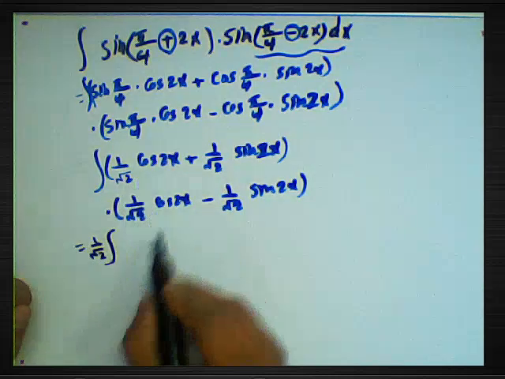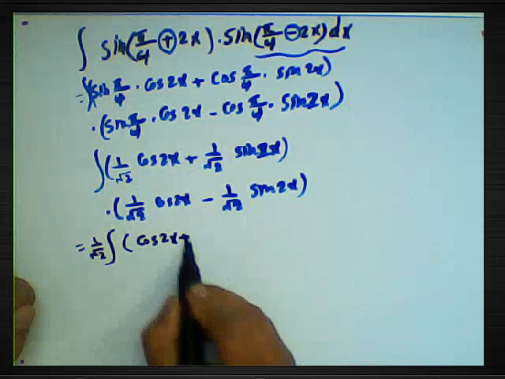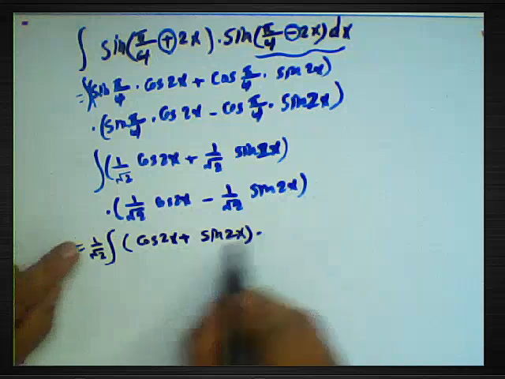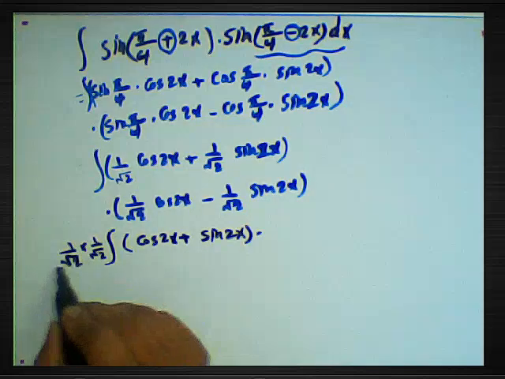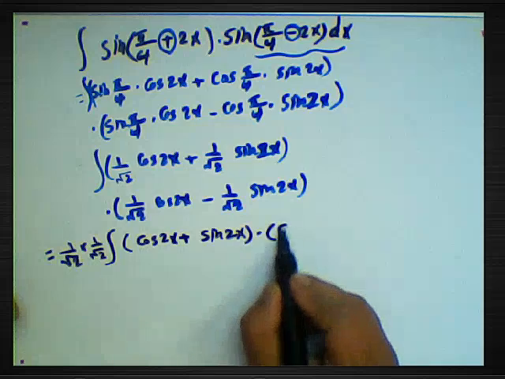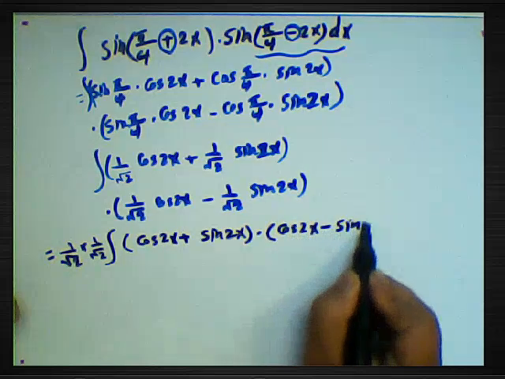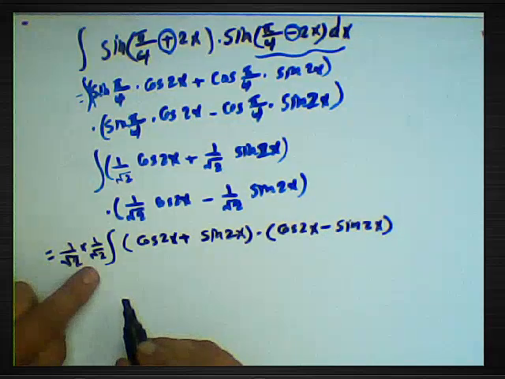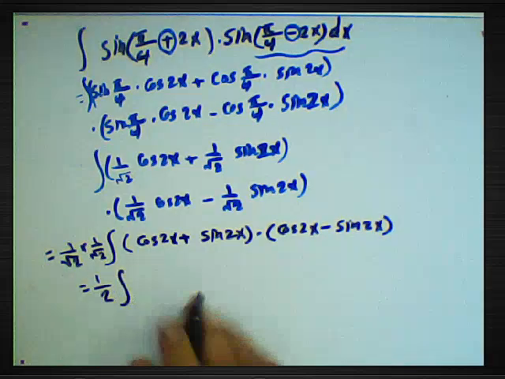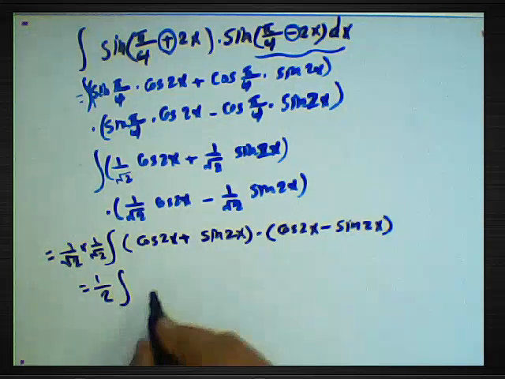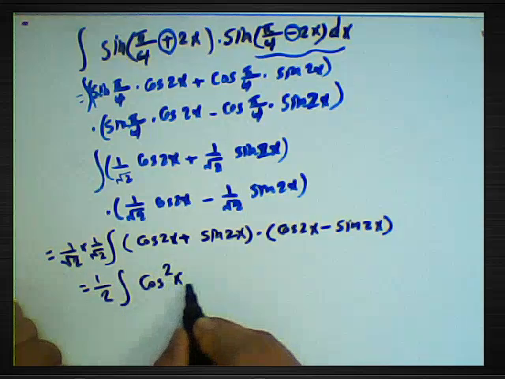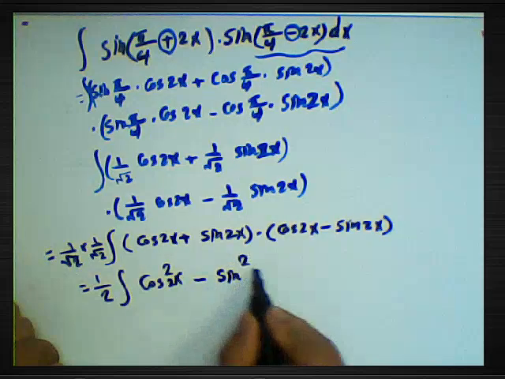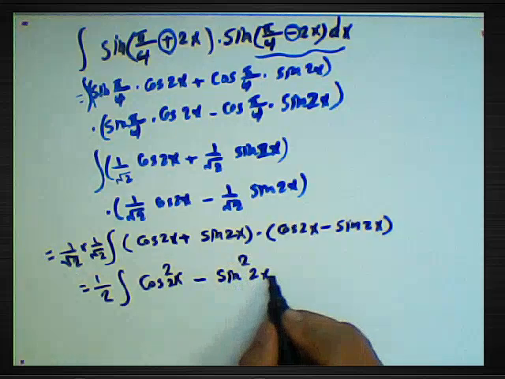Here, about the first, the result will be cosine 2x plus sine 2x, multiplication, and here write 1 over root 2 outside, common factor between them. The result will be cosine 2x subtract sine 2x. 1 over 2 root 2 multiplication 1 over root 2, it will be half, and we have to conjugate the function here. The result will be cosine power 2x subtract sine power 2, about 2x, this angle.